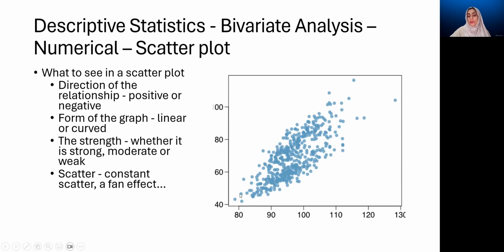Here you see that at the start of the graph, the y values are not varying much. The variance in y values is smaller. But as we move towards the higher values of x, the variance in y also starts increasing. So this is represented by a fanning or funnel effect, a funnel shape that you see in the graph.